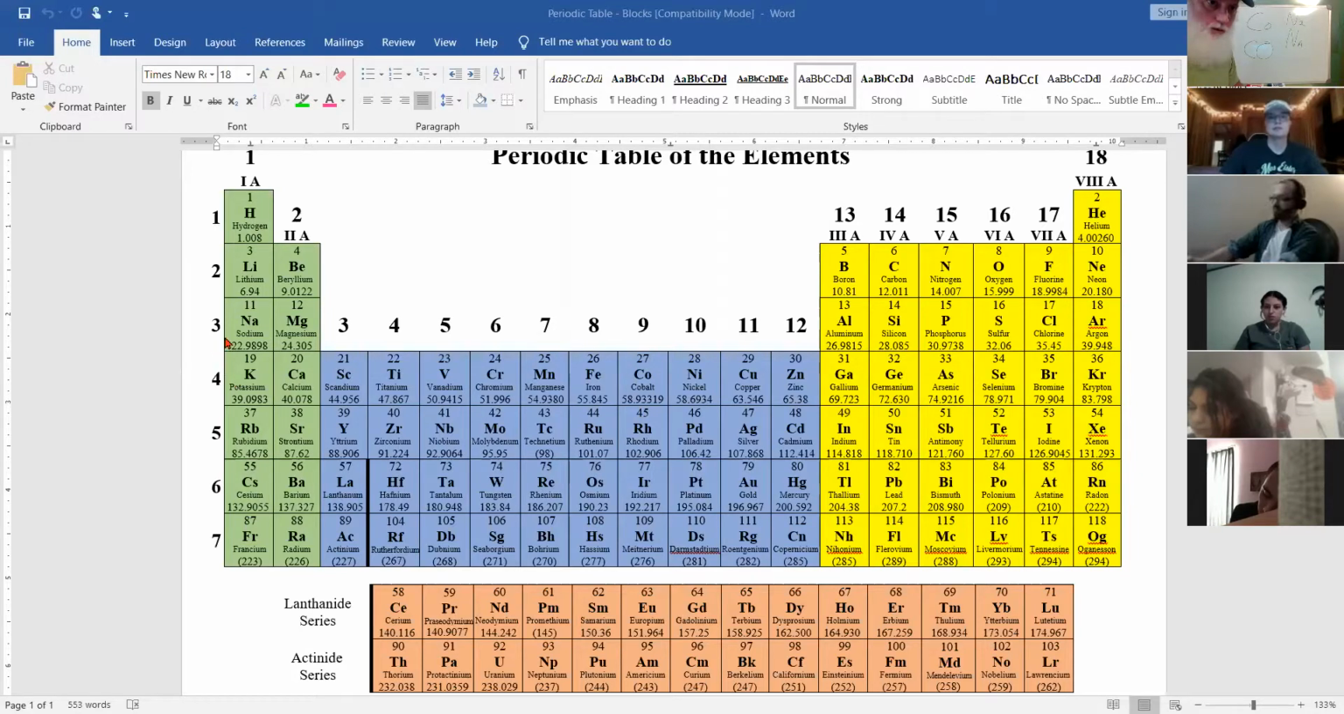Let's look at over here, number 11, that's sodium. This is a classic one. I've seen this mistake made quite a few times. If you were to round the atomic mass of sodium to the nearest whole number, what is it? 23. You would not believe how many people write 22. You would not believe it. This is why I don't want you rounding the atomic masses. Okay? All right.